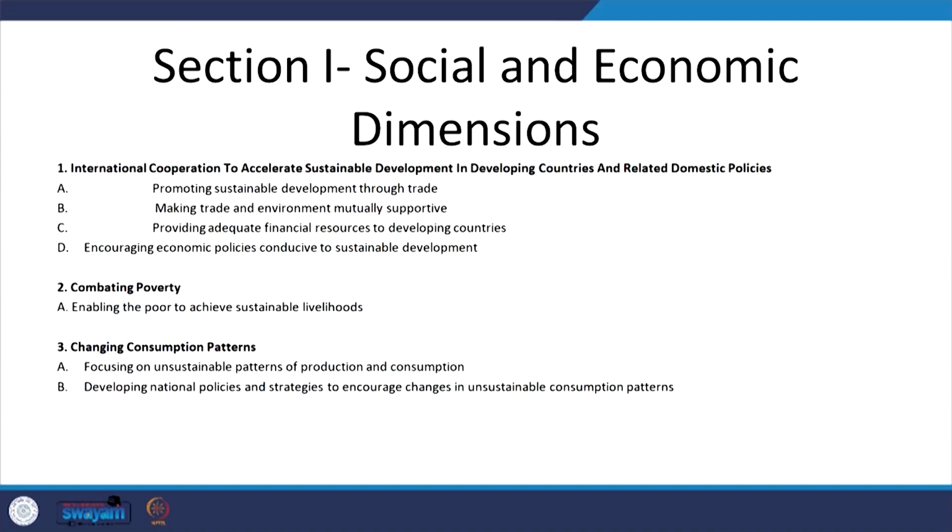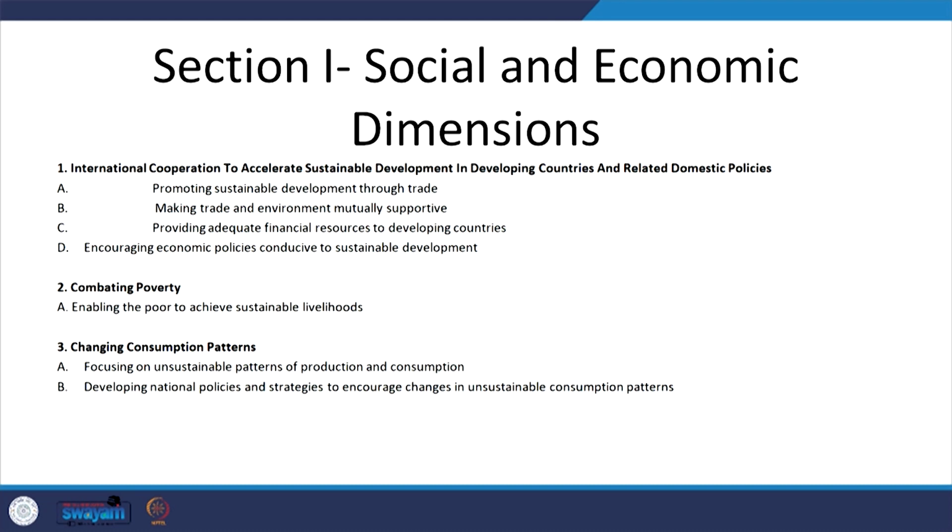Section 1, which is on the social and economic dimension. The first agenda is international cooperation to accelerate sustainable development in developing countries and related domestic policies. Emphasizing the principles of the Rio Declaration, these agendas were designed, and the first one is to accelerate sustainable development in developing countries.